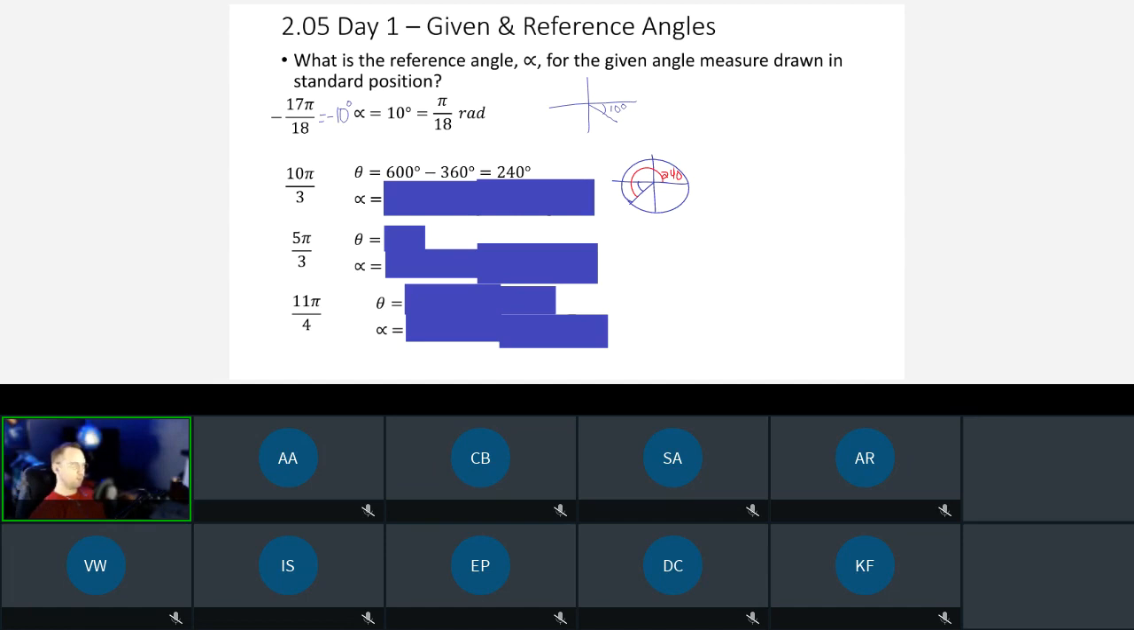So you want to look at your formulas. To find that little blue angle that I drew first, we want to take 180 minus that 240. That's the formula from that lesson. And drawing a picture, that's how I derive it. I don't look at those formulas. I think it's better to understand what's going on versus memorizing just a mindless formula. And that's how we get 60 degrees. So that blue angle that I drew, the reference angle, is 60 degrees. Converted back to radians is pi over 3.